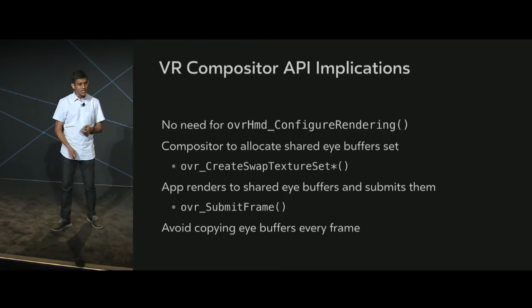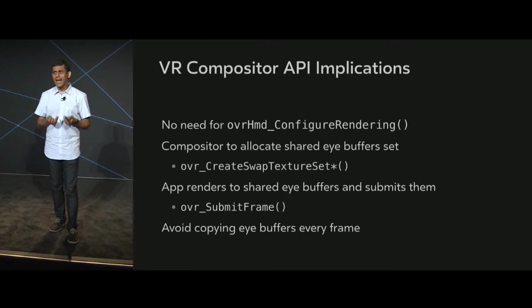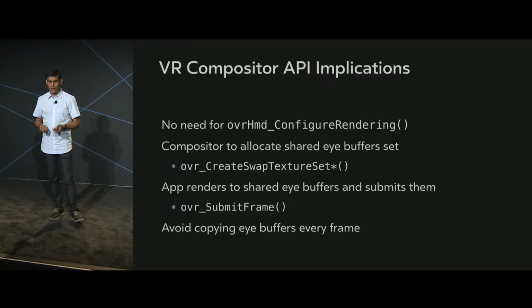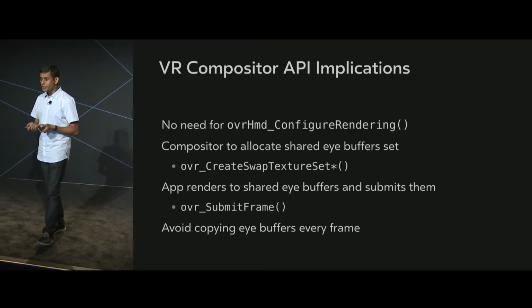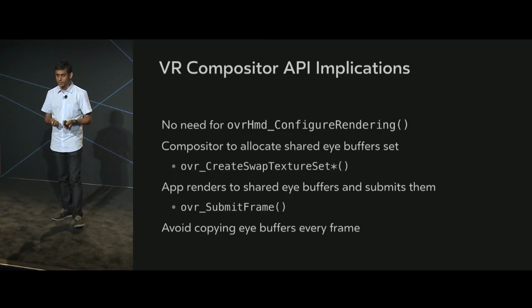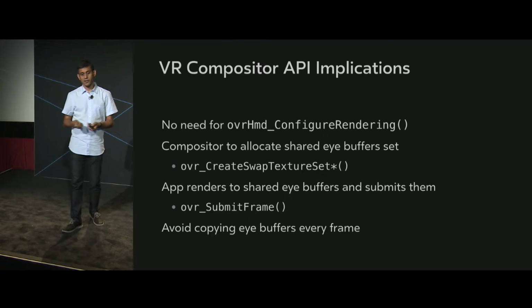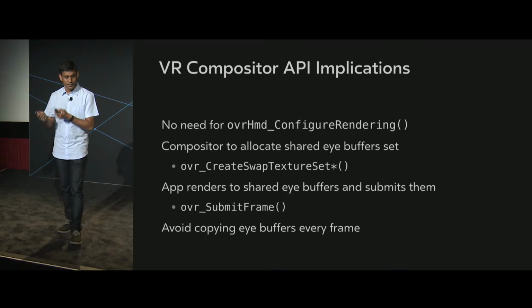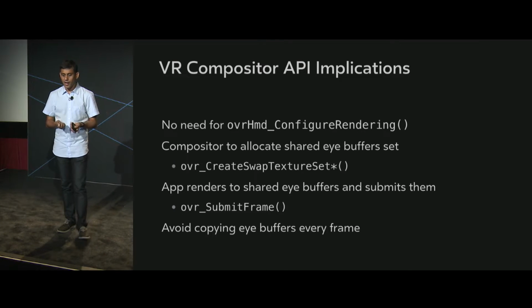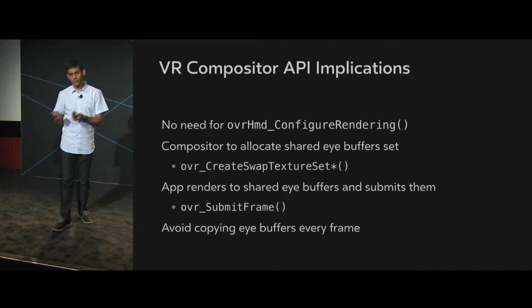So there are some interesting implications of this architecture. In the past, we used to have this call configure rendering, where the app would pass us the graphics resources that it was using. We no longer need that. Instead, what we need is the app to call into the compositor to allocate a set of shared buffers. These will be something that the app will render to, and then the compositor will compose from and distort and present to the screen. So the create swap texture set APIs allow the app to create what is the logical equivalent of a swap chain, but for VR.